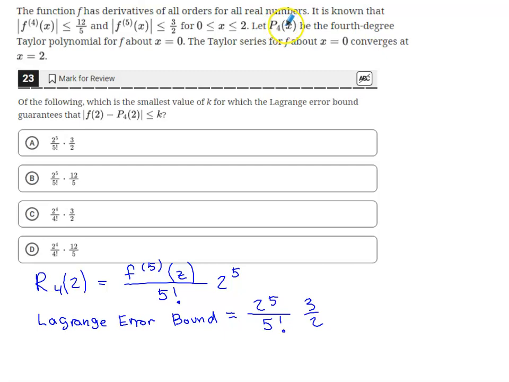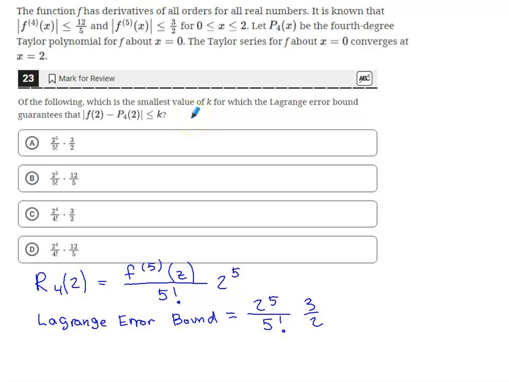It says P sub 4 of x is going to be the fourth degree Taylor polynomial for the function based at 0. The Taylor series for f based at 0 converges at 2. Of the following, which is the smallest value of k for which the Lagrange error bound guarantees that the exact error between the actual value of f of 2 and the fourth degree polynomial's value evaluated at 2, the magnitude of that, remains less than or equal to k.